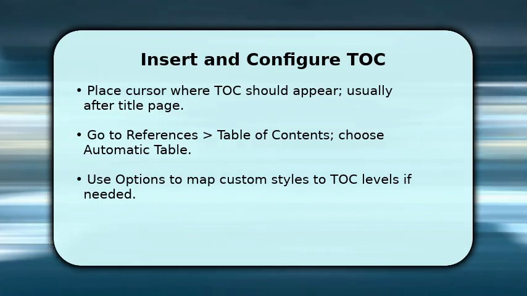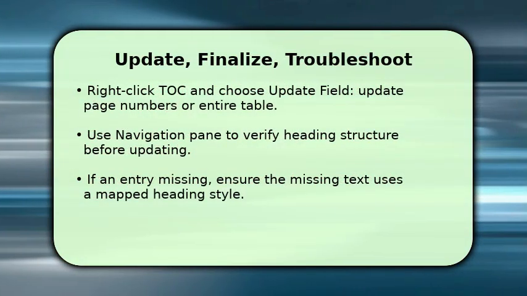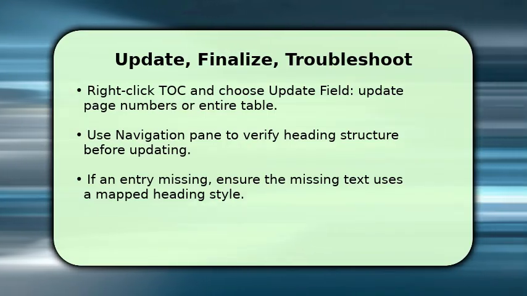You finish by updating the TOC. Right-click it and choose Update Field. Pick Update Page Numbers or the entire table when you've changed headings. Then scan the Navigation Pane to confirm all headings appear in the right order and level.